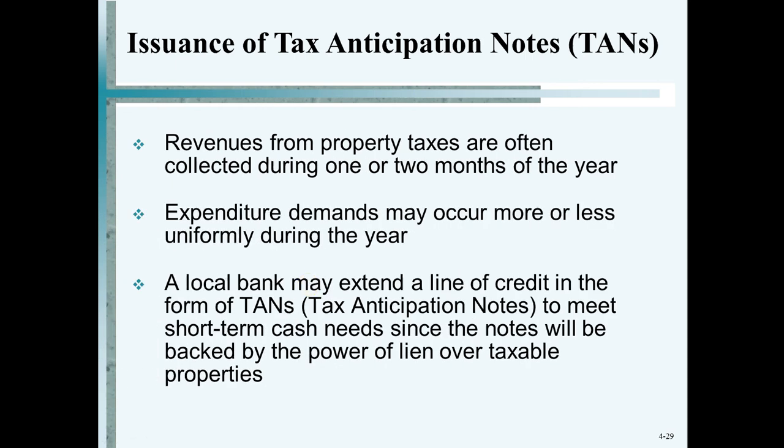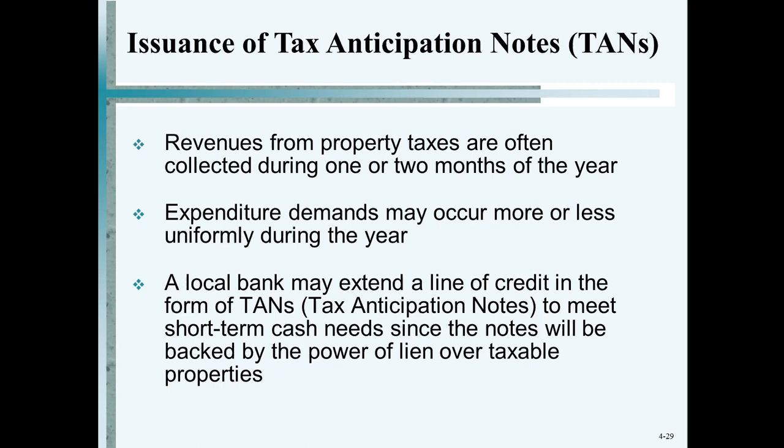Issuance of tax anticipation notes. Revenues from property taxes are often collected during 1 or 2 months of the year. Expenditures demands may occur more or less uniformly during the year. So this presents a problem, right? Because the cash flow is very lopsided, whereas the expenditures aren't so much. They're very much more spread out.